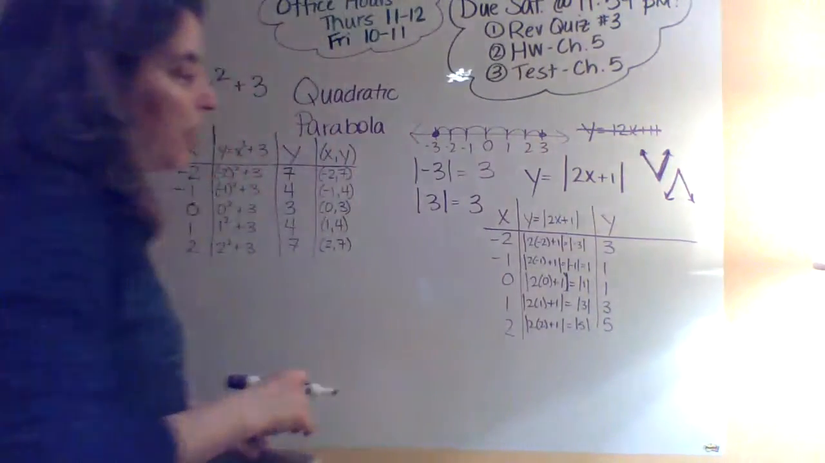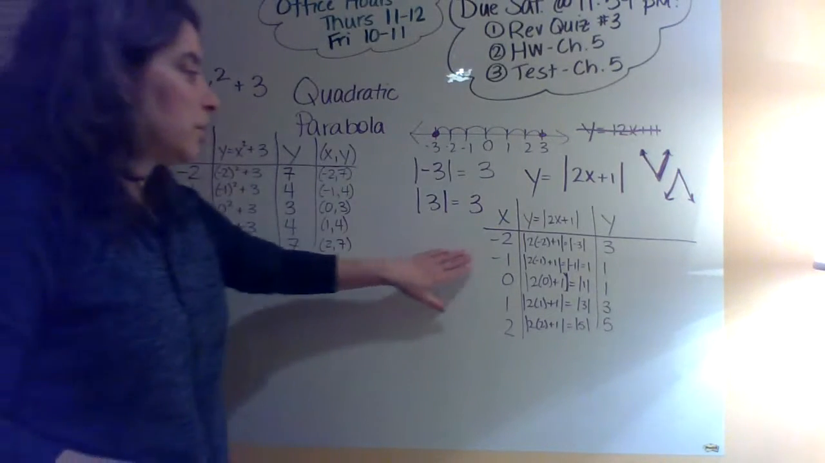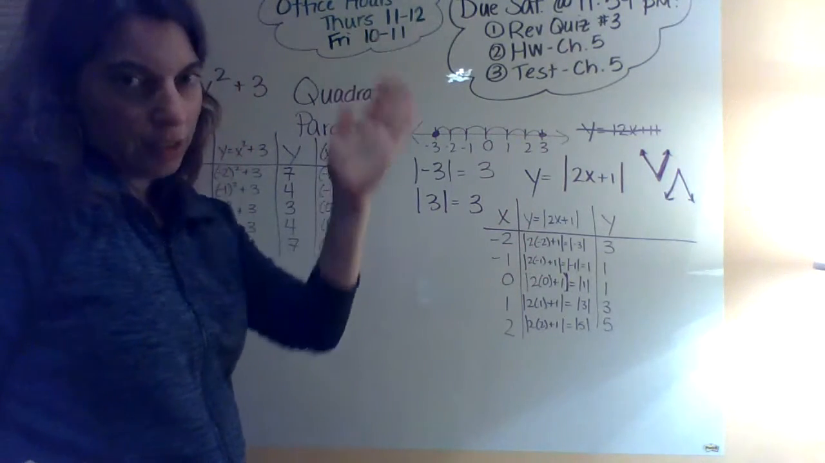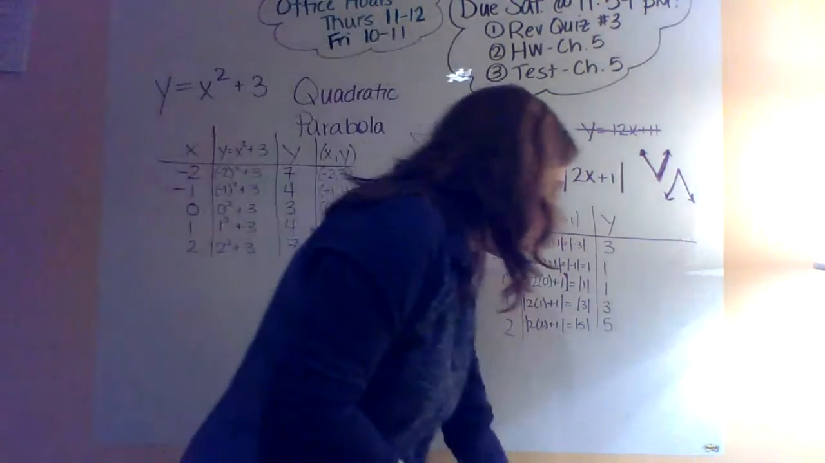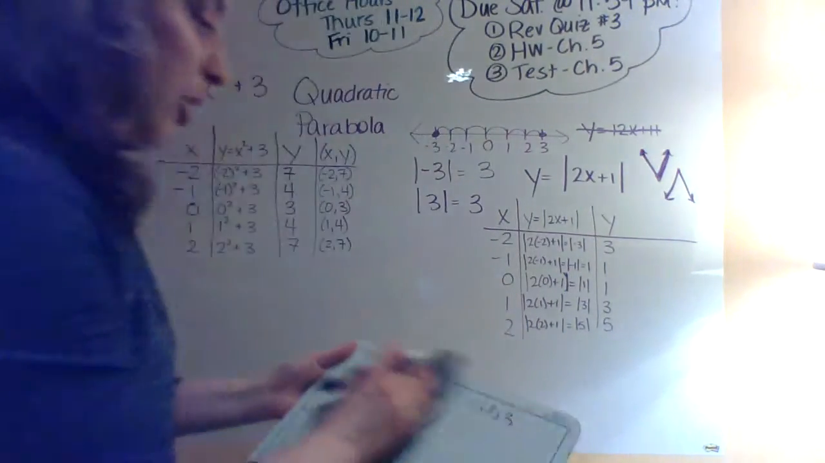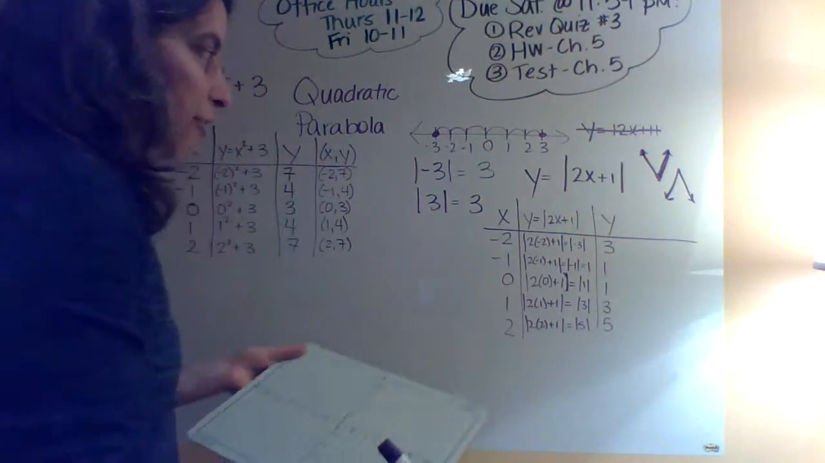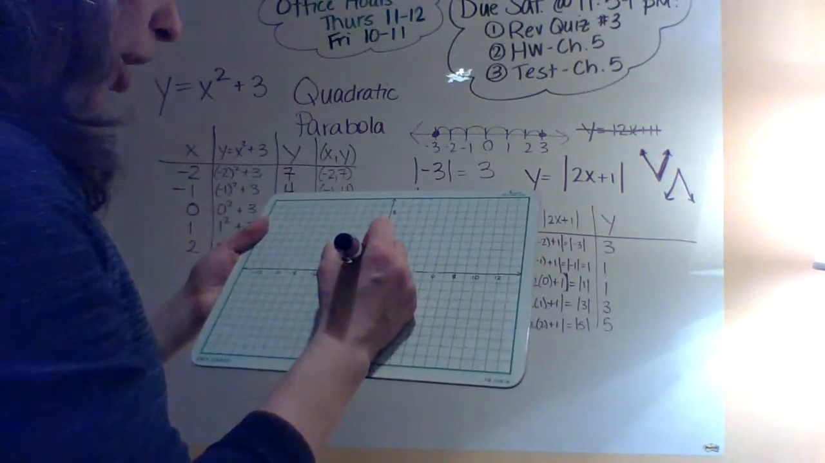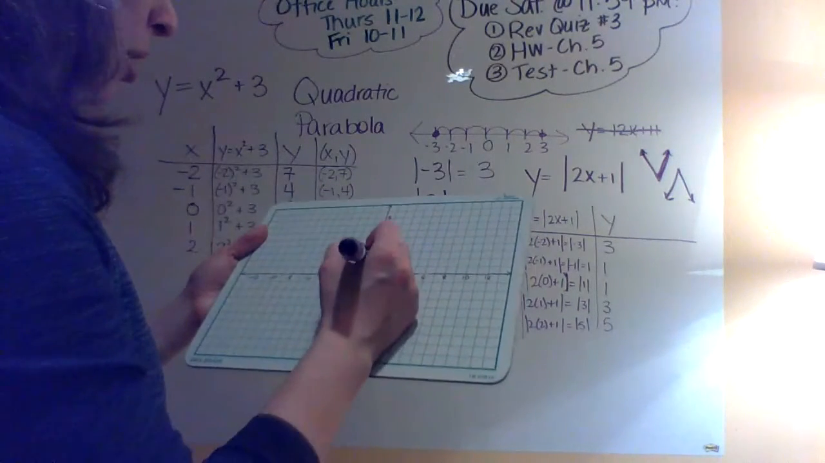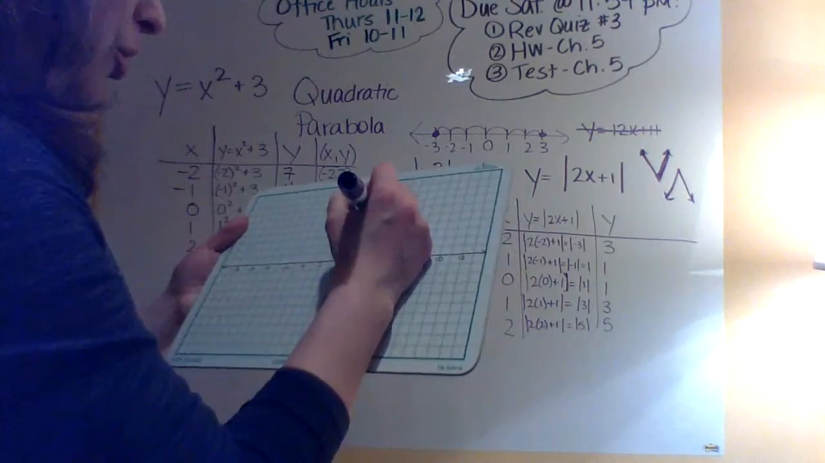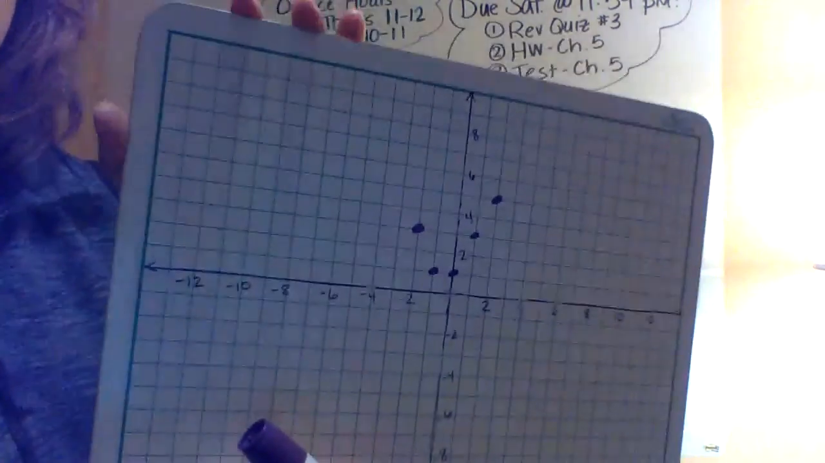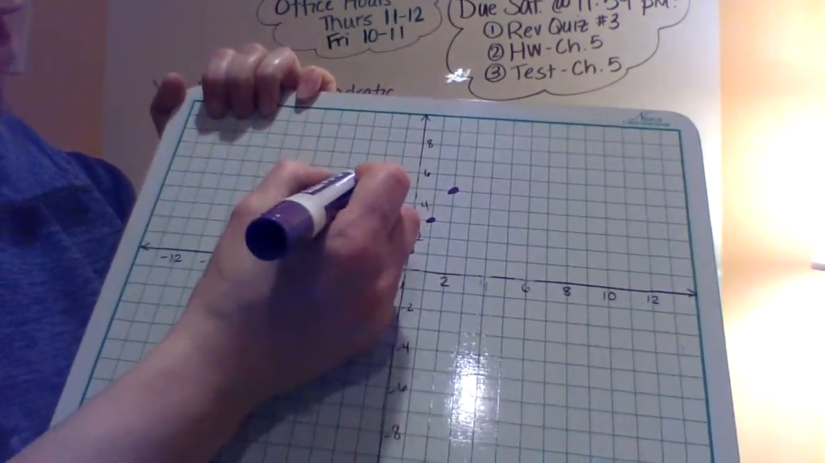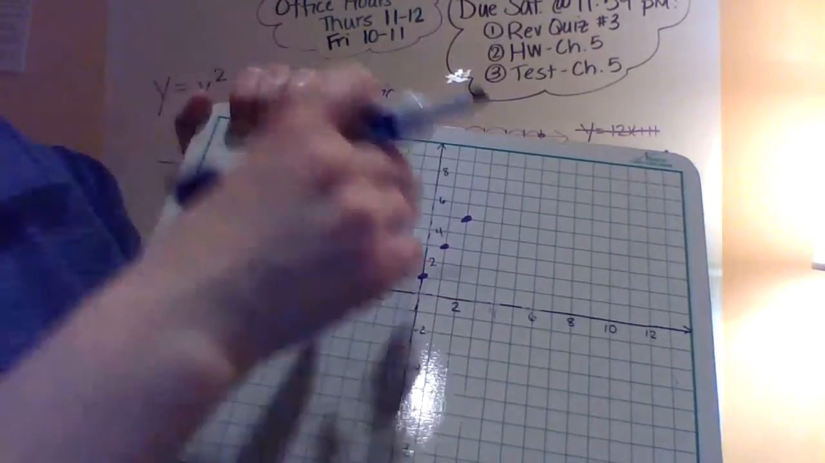Okay, so if you got this done, you can see here where the y values are going down and then come back up. So you can see that's going to make that V. We'll take a look at that point there in just a second. So let's go ahead and graph what we have. So we have -2, 3, -1, 1, 0, 1, 1, 3, and 2, 5. First of all, you can see a symmetry again. You can probably imagine that if we did -3 on our chart, we would also get +5 for that symmetry.